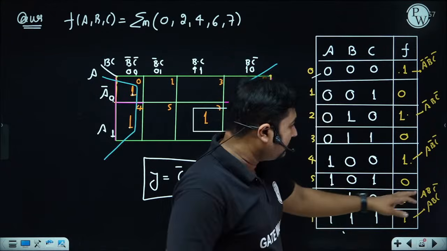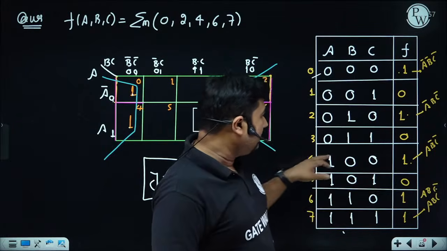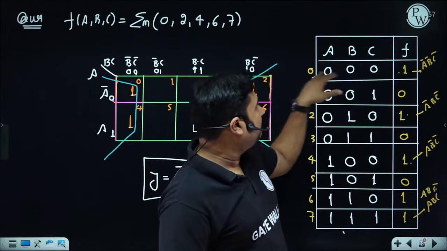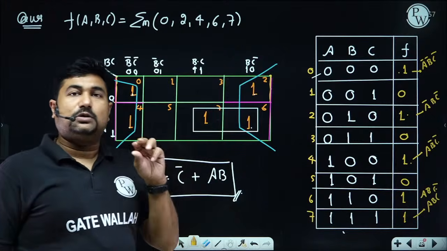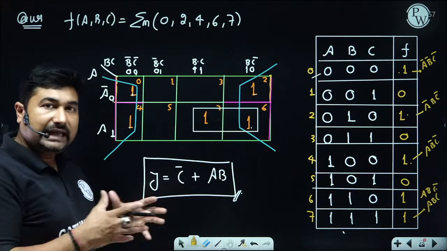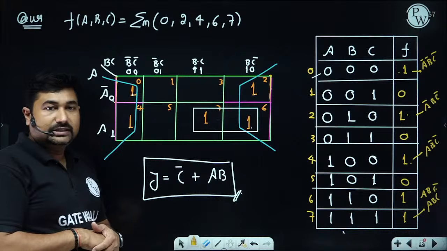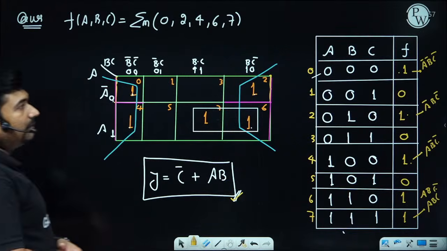If you observe here, in the minterm of 6 we have C bar. In the minterm of 4 we have C bar. In the minterm of 2 we have C bar. And in the minterm of 0 we have C bar. So whichever particular term is common to all the minterms in the quad, pair or octate, that we will consider as the minimized expression. Is it okay now? Great, sir. Please let me know by writing in the comment section.